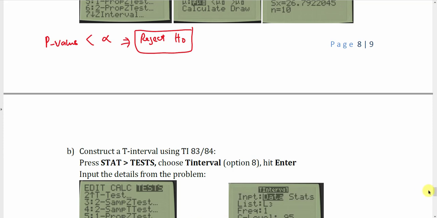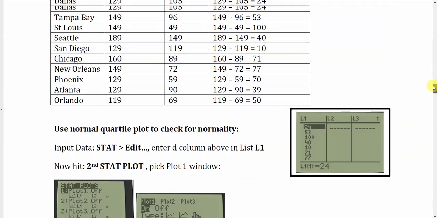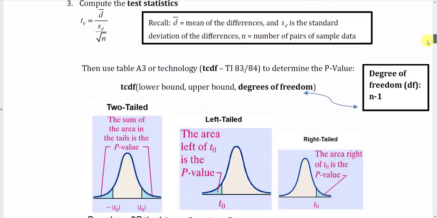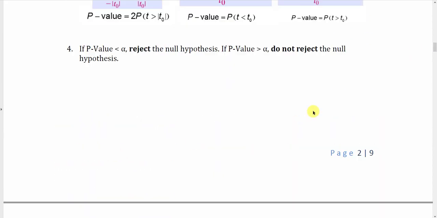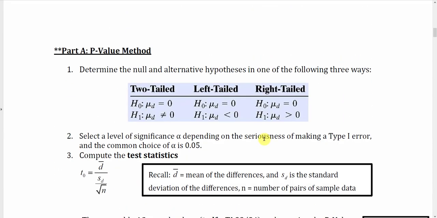That's why I mentioned before the p-value is the common one, because the technology gives you the p-value instead of the critical value.